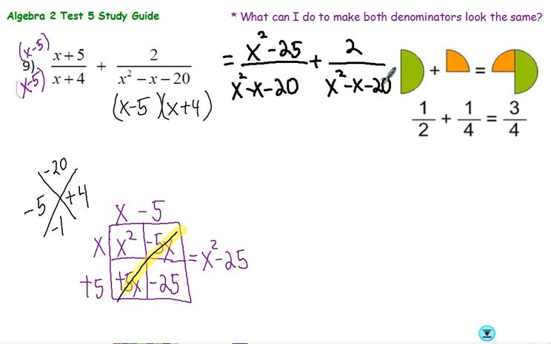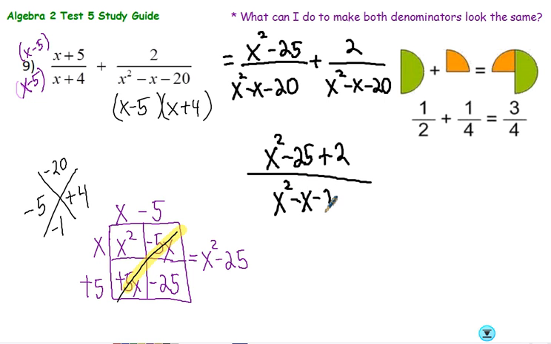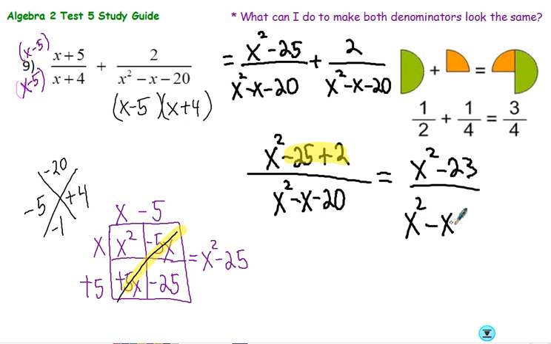So similar to the last one, we're just going to put this together as one big fraction. So I've got x squared minus 25 plus 2 over x squared minus x minus 20. Well, my only like terms are those two numbers right there, negative 25 plus 2, which would be negative 23. So I've got x squared minus 23 over x squared minus x minus 20.